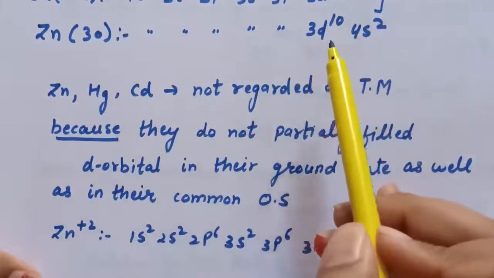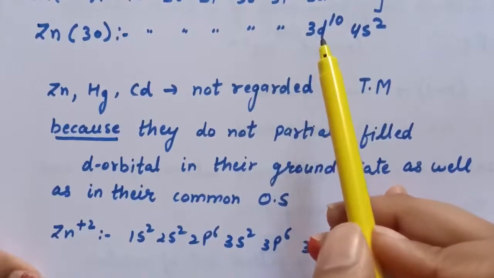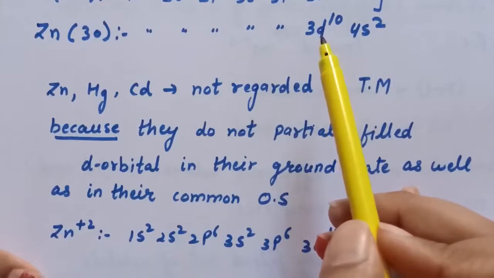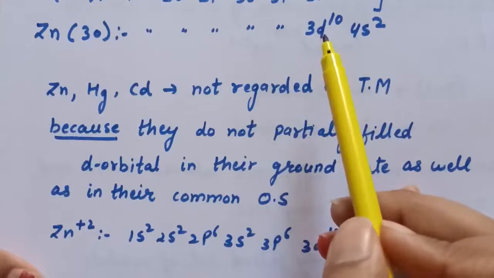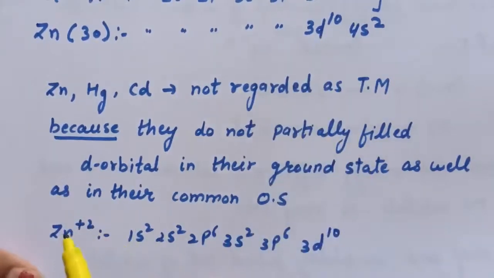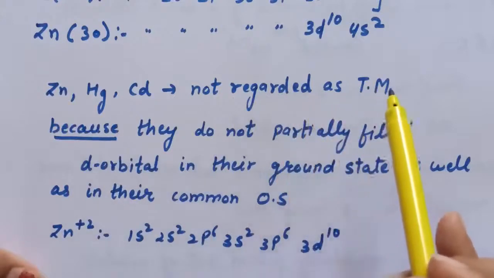So the d orbital is completely filled, and from the definition, a transition element is defined as one which has a partially filled d orbital either in its ground state or in its common oxidation state. And the common oxidation state for zinc is +2. And in +2, the electronic configuration is 1s2, 2s2, 2p6, 3s2, 3p6, 3d10. Still the d orbital is completely filled. So these elements are not regarded as transition elements.